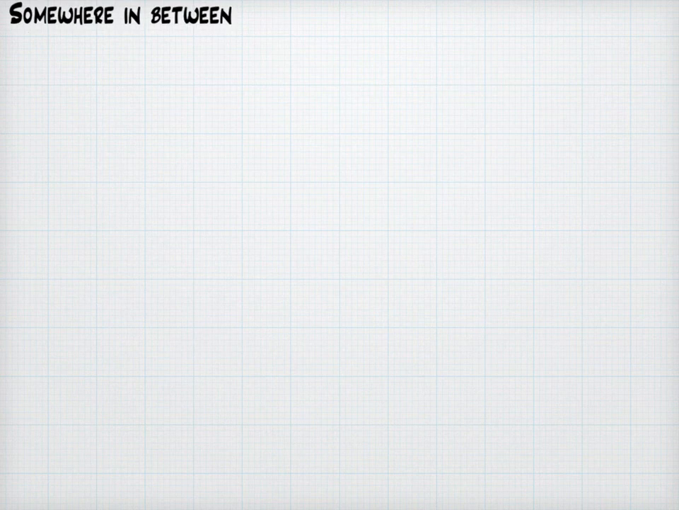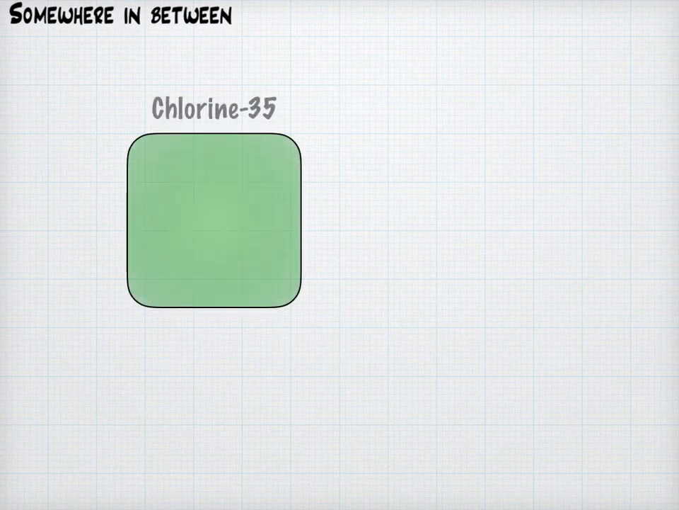Okay, so what do we do with this? Right, let's imagine I've got a container of chlorine and it's made up only of chlorine-35 atoms. In other words, every chlorine atom in there has a mass of 35 atomic mass units, 35 times the mass of a proton.